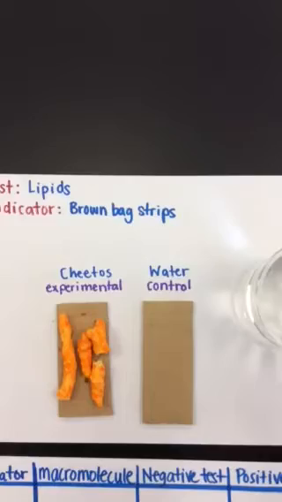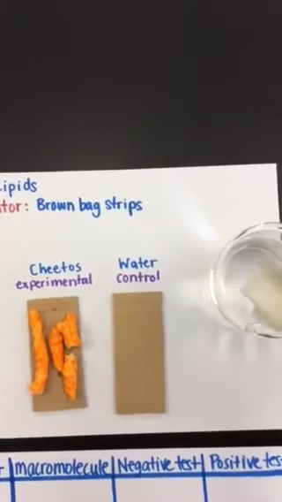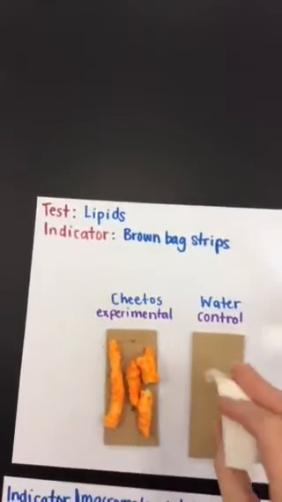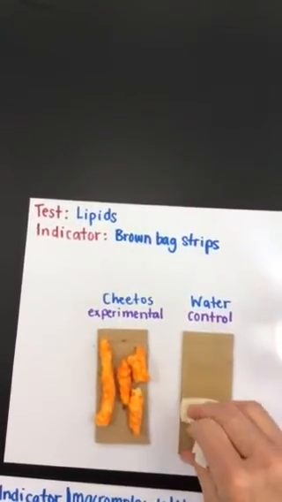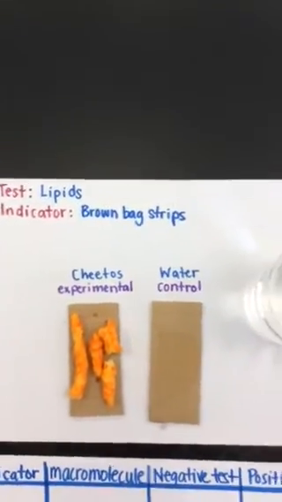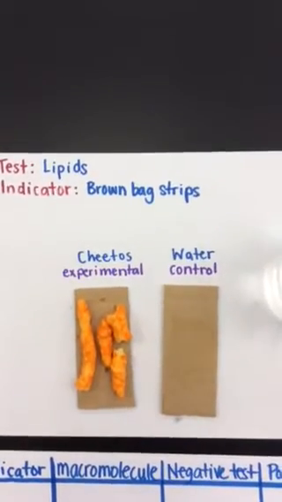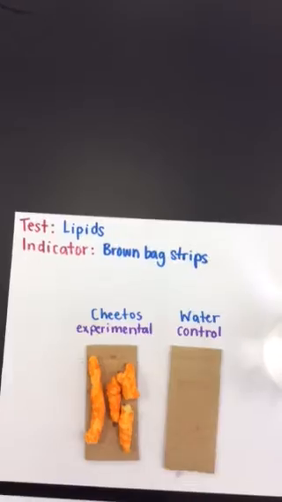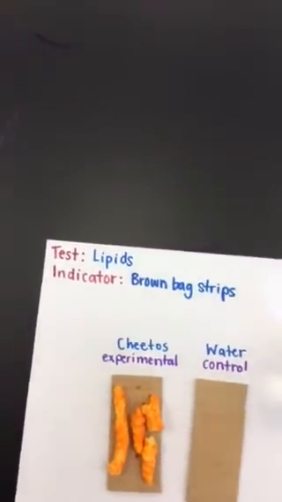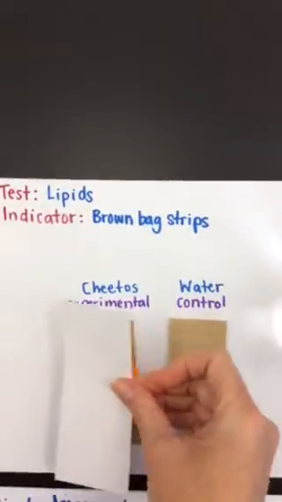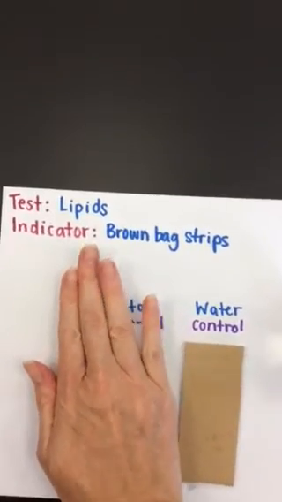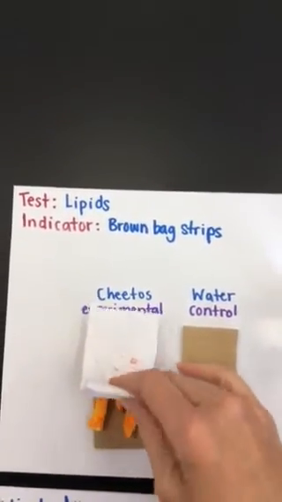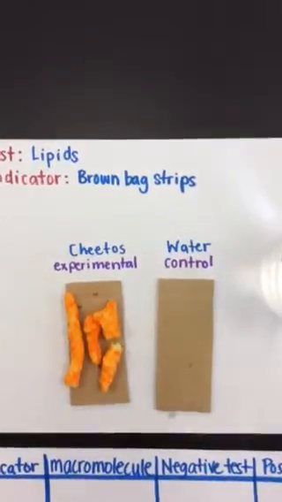So I'm going to use a paper towel and dip it into some water, and I'm going to apply some water to my brown paper bag strip here. And then on the other side, where I have my Cheetos, I'm going to use my hand or another piece of towel, and I'm going to press lightly down on the Cheetos. Okay. And we're just going to let that sit here.